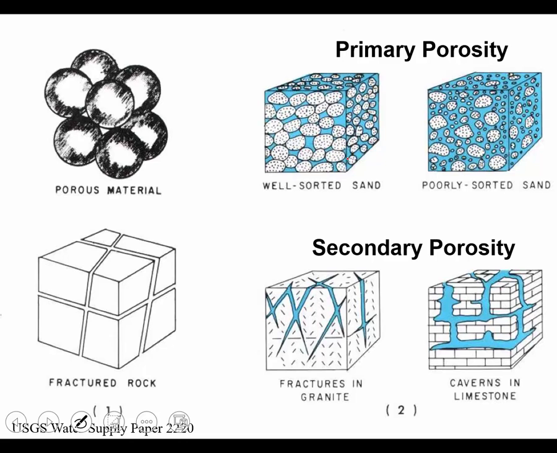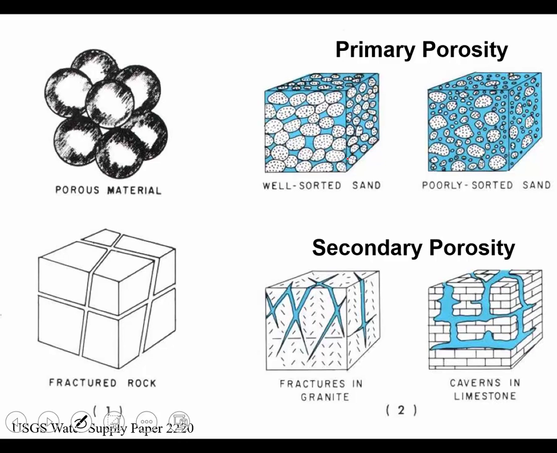In fact, it's going to get less with time. As we'll see, it's going to be less for any given material due to things like compaction and cementation. But it's also less at the time of deposition. For example, a poorly sorted sand will have less intergranular pore space, less porosity than a well-sorted sand.